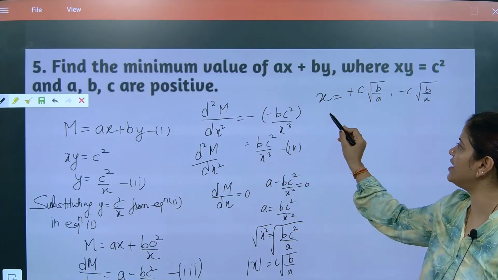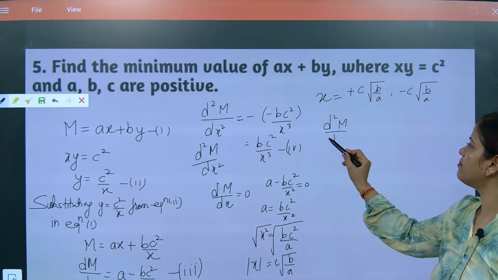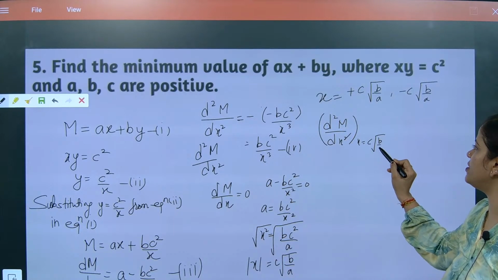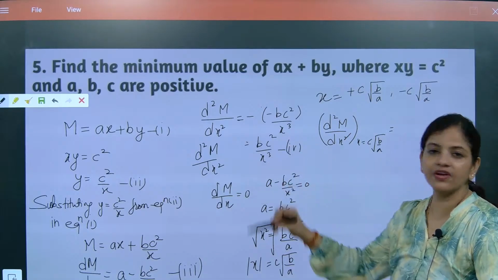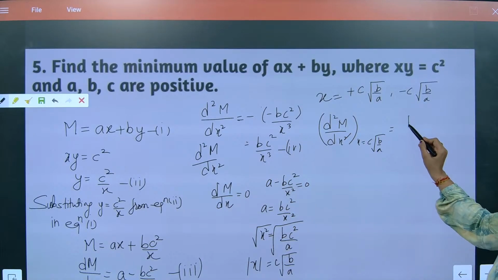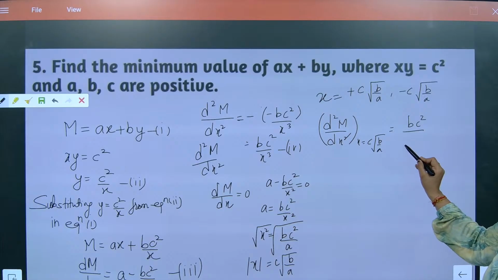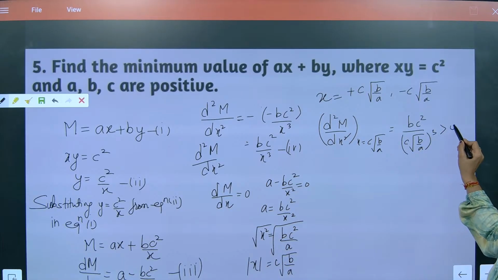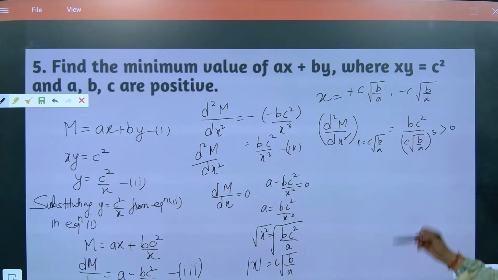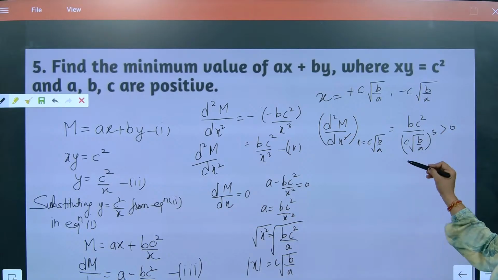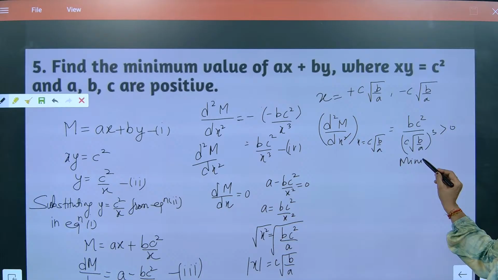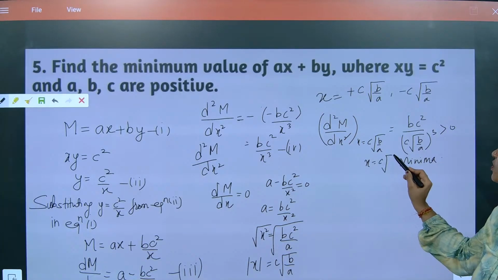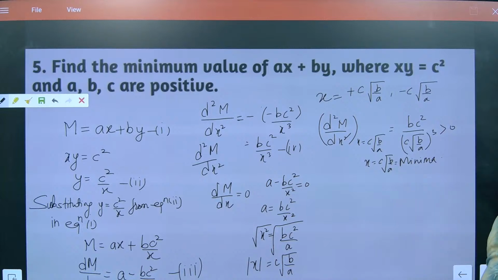So look here, beta. What is your d2m by dx square? d2m by dx square when x will be coming as c root under b by a. Positive. So this answer will come positive only, na? How? bc square. What is x cube? c root under b by a whole cube. It is greater than 0, correct? Because all values are positive. So it is point of minima. So x is equal to c root b by a is point of minima.